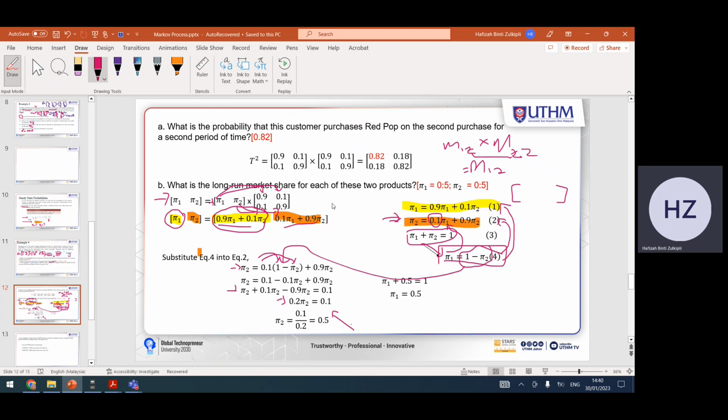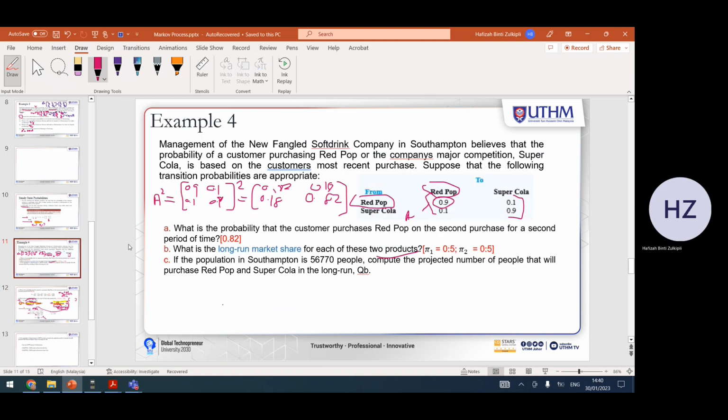What is the long run market share for each of these products? Okay. So if the population in Southampton is 5770 people, compute the projected number that will purchase in the long run.